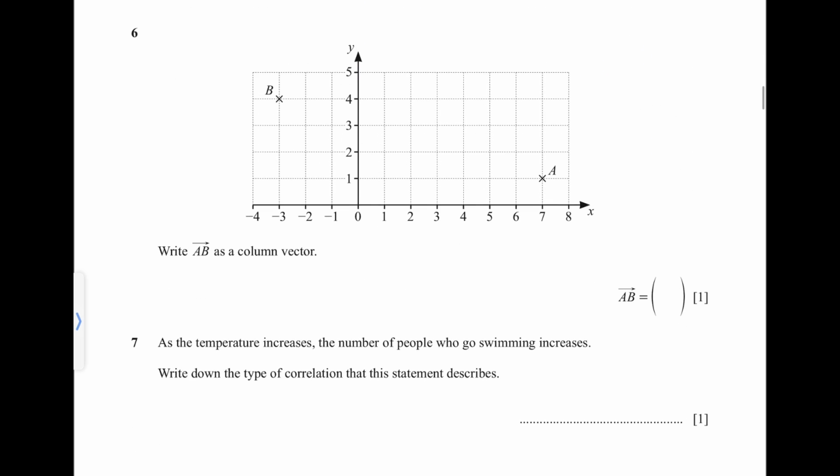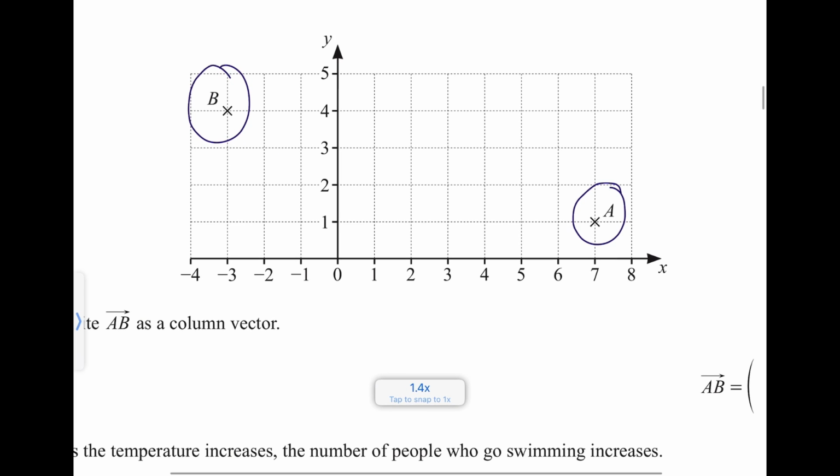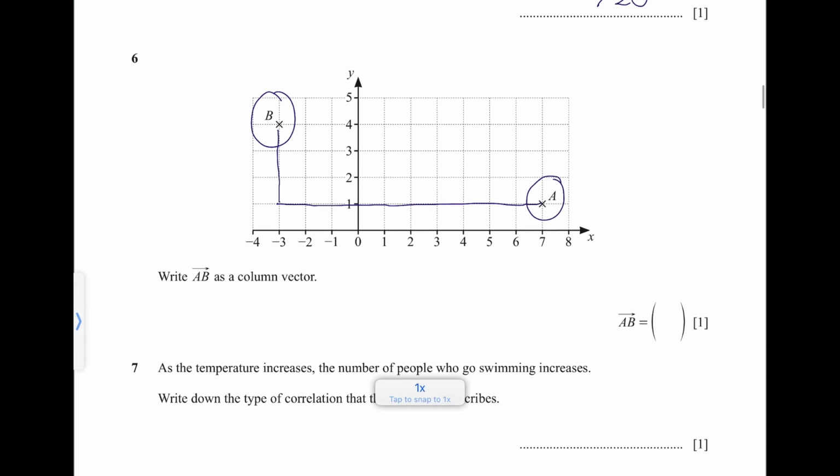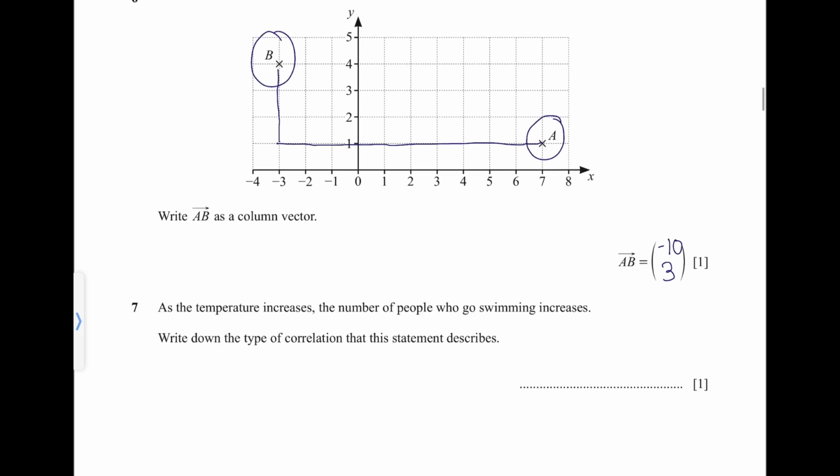Alright, the next question. It says write A, which is here, and B, which is here, as a column vector. So if you see the column vector, you just need to know how you will move from A to B, starting letter to the ending letter. So to move from A, you would need to move this way, and then you move up. So how many boxes? You move 10 boxes to the left, so that would be -10 at the top, and 3 boxes upwards, so that would be 3. I hope this question is clear.